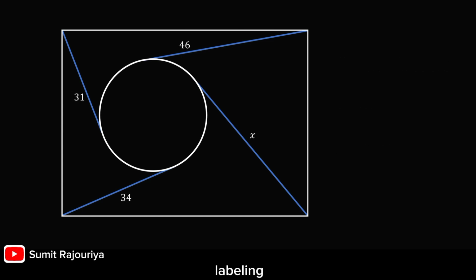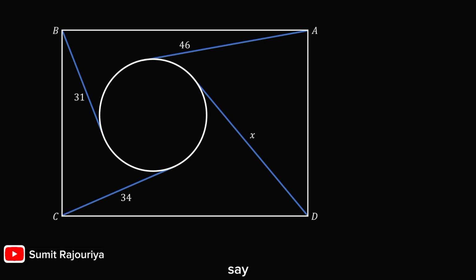Let's get started by labeling the diagram. Call the rectangle ABCD, say the circle has center P, and label the tangent points as E, F, G, and H. Construct triangle AEP. Since AE is a tangent to the circle, AE is perpendicular to EP.